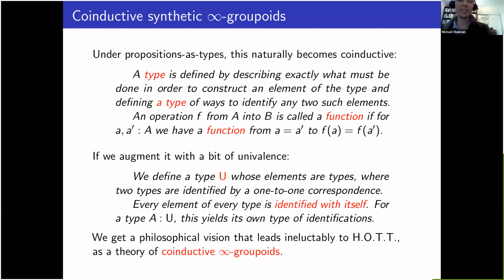So this gives us a philosophical sketch of what it means to define types in a co-inductive way, which, if you try to make it precise, and we spent years and years trying to make it precise, eventually you come to HoTT, basically this theory that I described in the first couple of talks, regarded as a theory of co-inductive infinity groupoids, which I think is really beautiful. So I'll stop there.